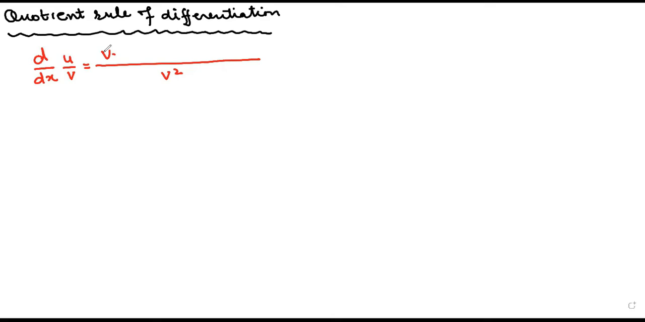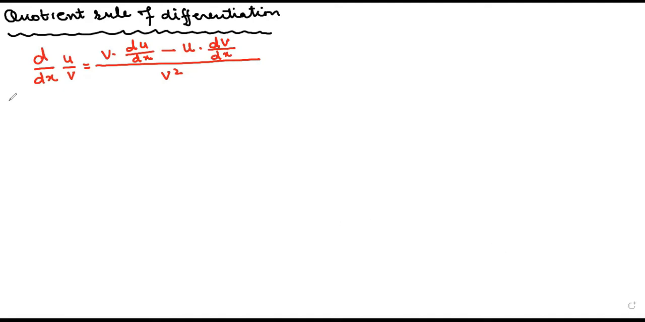But in the quotient rule, there is a condition that we will write down v as it is, that is the function in the denominator, and then we will multiply the derivative of u with v. We will put here a negative sign. Then we will write down u as it is and multiply the derivative of v. This one is the quotient rule. Now, I will elaborate this one with the help of examples.